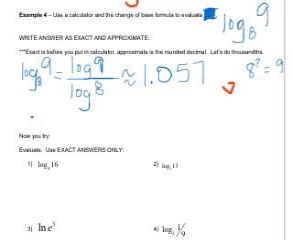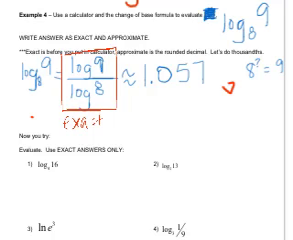I kind of didn't read this part. Exact is before you put in the calculator. Approximate is the rounded. It says write the answer as exact and approximate. So this is the exact answer. The thing right before you put it in the calculator is the exact. The rounded approximation is the approximate.